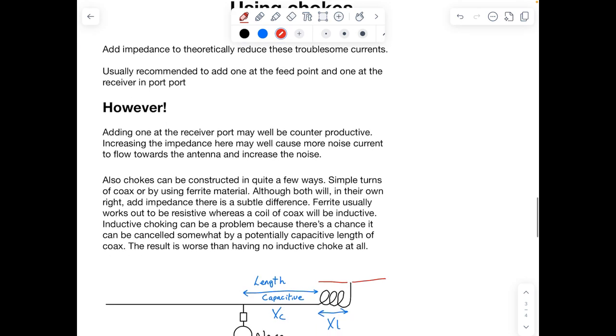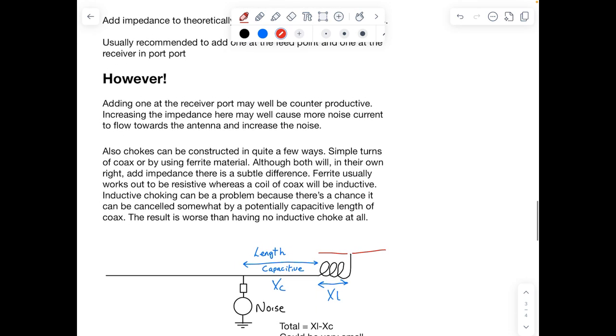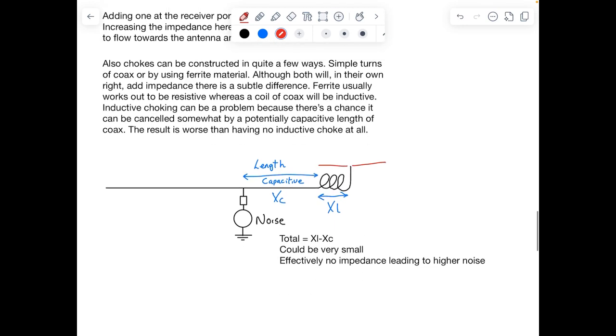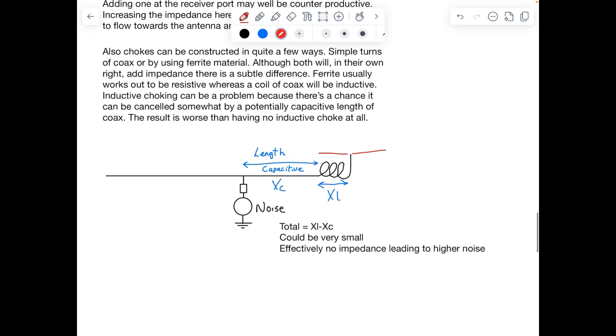And the other issue I have is that reading this second paragraph, chokes can be constructed in quite a few ways. They can be simple turns of coax or by using ferrite material. Although both will in their own right add impedance, there is a subtle difference. Ferrite usually works out to be resistive, whereas a coil of coax will be inductive. Inductive choking can be a problem because there's a chance it can be cancelled somewhat by a potentially capacitive length of coax. The result is worse than having no inductive choke at all.